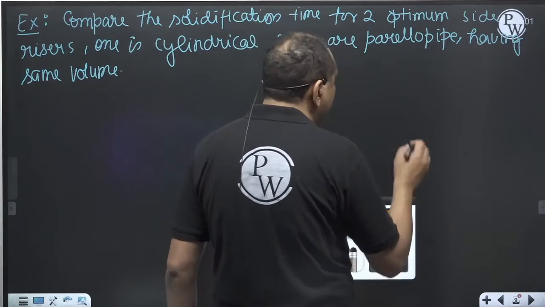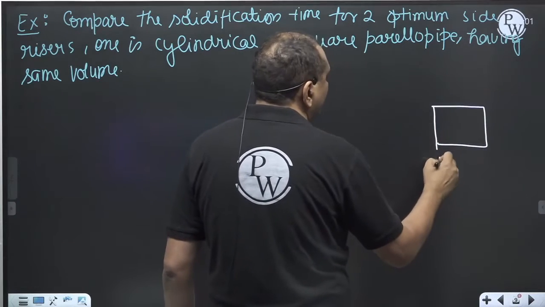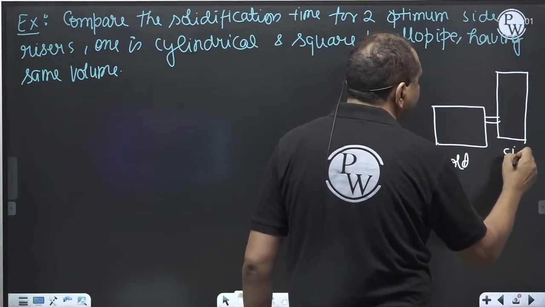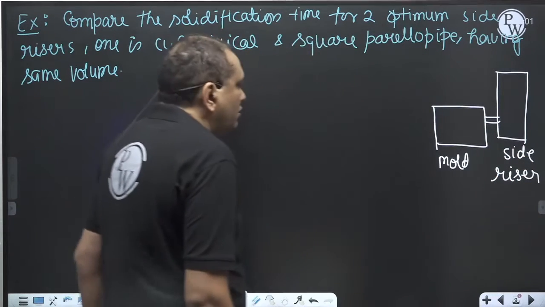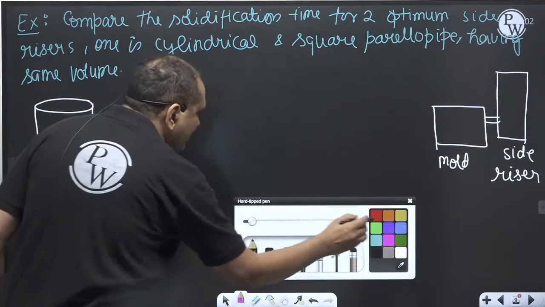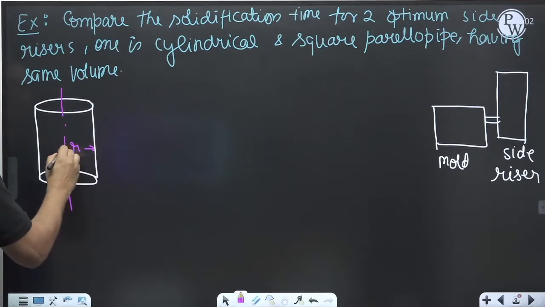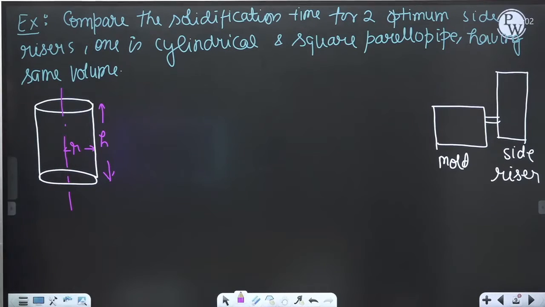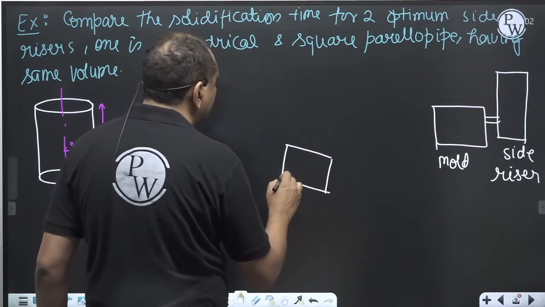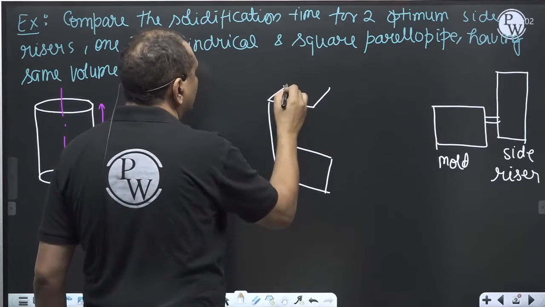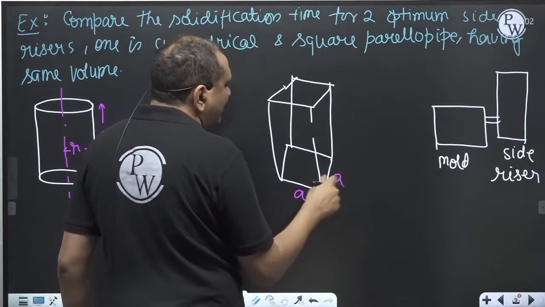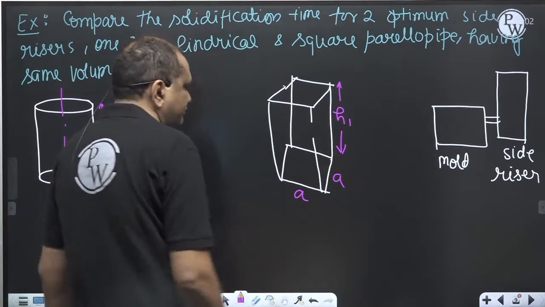I have already explained to you what a side riser is. It's a mold and the riser is on the side. So one riser is cylindrical, where r is the radius and h is the height. Another is a square parallel pipe, with a by a as the bottom and height h1.